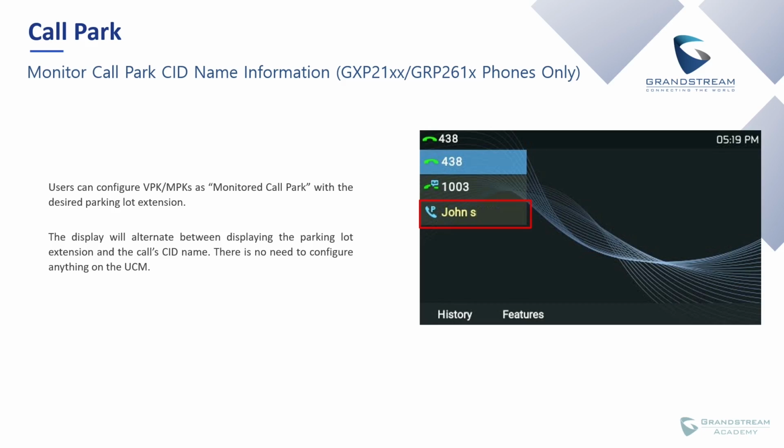As you can see in the screenshot, which was taken from a GRP phone, the display will alternate between displaying the parking lot extension and the call's caller ID name. And there is no need to configure anything on the UCM. The configuration can be done from the phones that support this feature. And the user must make sure that the right firmware version is installed on these phones to support this feature.